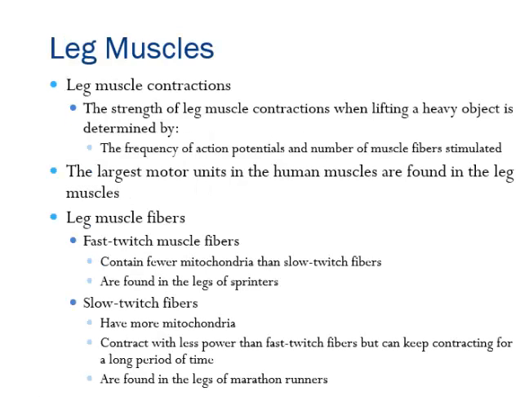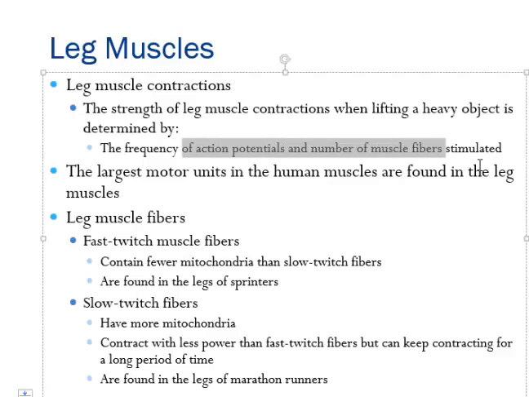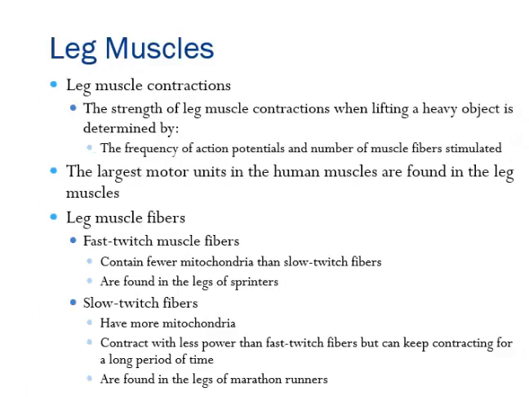Let's take a look at some of the skeletal muscles in general. First are the leg muscles. How hard the leg muscles contract when lifting heavy objects is determined by the frequency of action potentials and the number of muscle fibers stimulated. You've got millions of these little muscle cells, and they're attached to your skeleton. They're attached to your bone. The way they move is when they contract, in other words, they squeeze together, it pulls back, and when they relax, it moves back in the other direction. So you can contract the muscles behind your leg to lift your leg up, and you can relax them to put them back down.